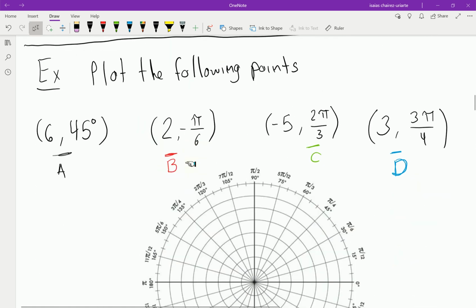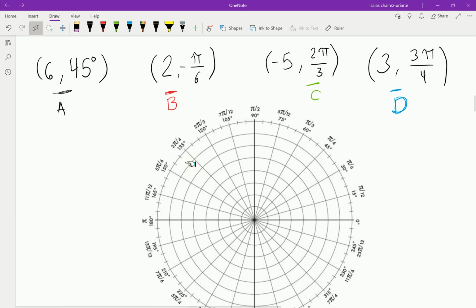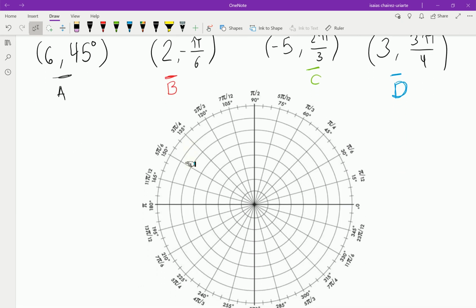So let's plot the following points on the polar plane. We were given these points right here. There are 4 points, and we want to plot them in the polar plane. I've color-coded them a little bit so that we can tell them apart. Let me begin with this A: 6 and 45 degrees. I want to plot this in the polar plane.